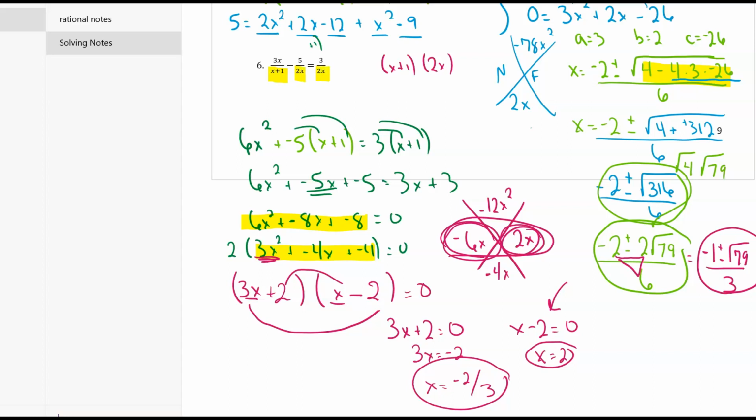So in my first fraction, I've got to make sure that negative 1 isn't an answer, which it's not. And then in the other two, I just want to make sure that 0 is not an answer, because negative 1 and 0 will make my denominators 0. So I'm good to go. These two are my answers.